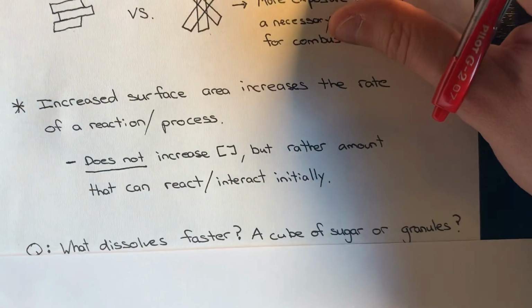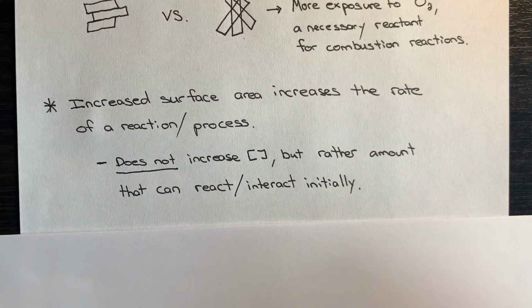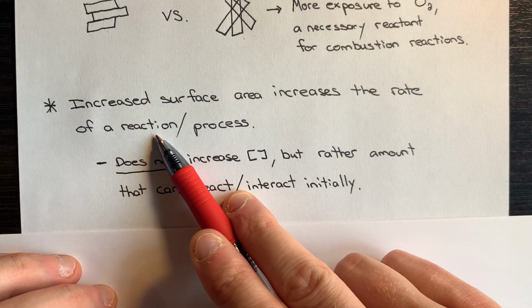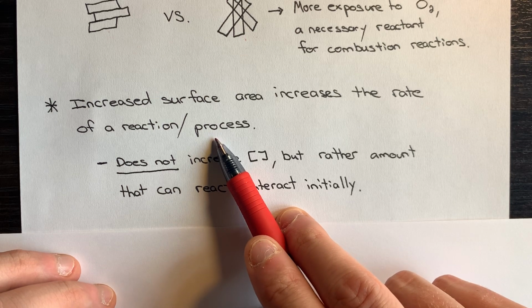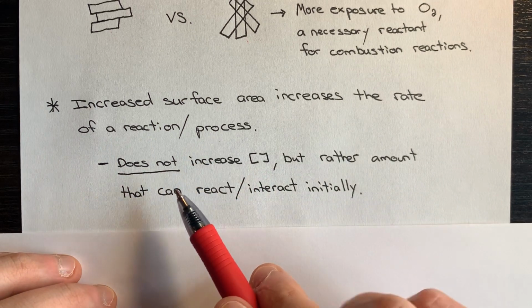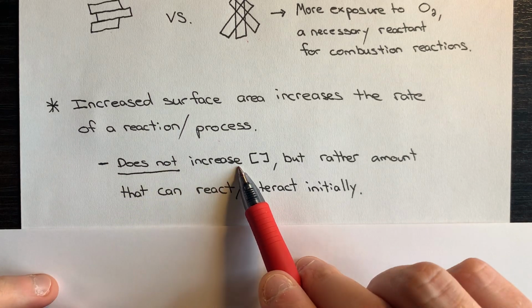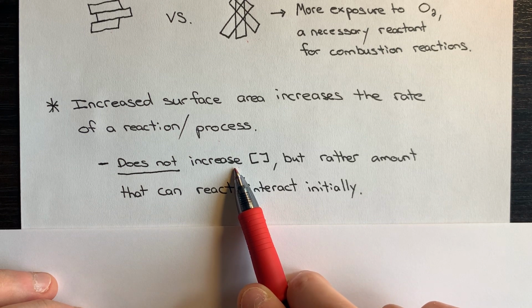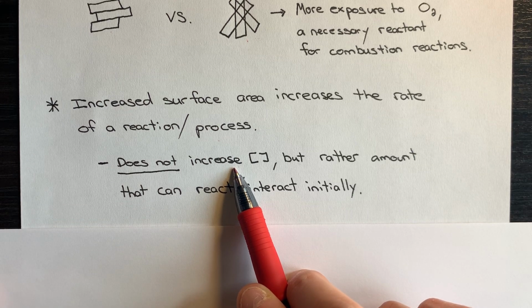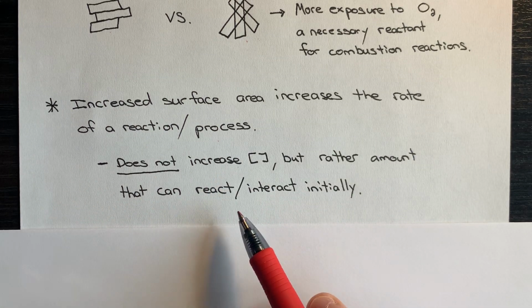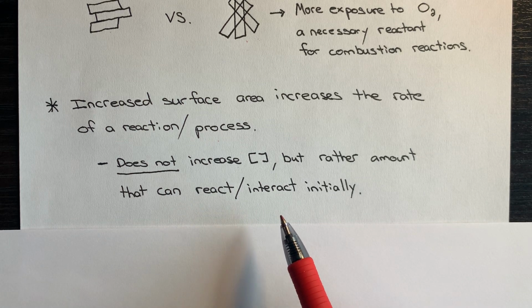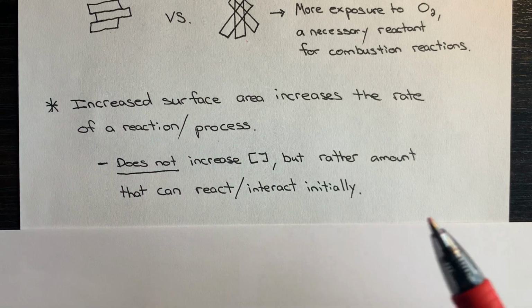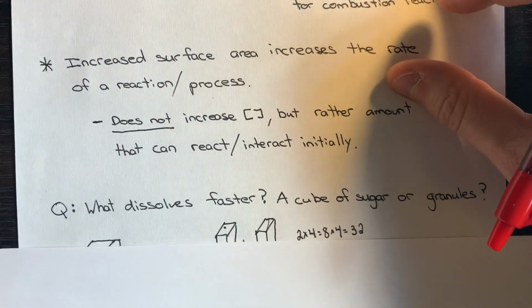When it comes to surface area, we're going to say that an increased surface area increases the rate of a reaction or perhaps a process. So maybe we're not burning something in the presence of oxygen. Maybe we are, say, dissolving something in water. And the reason it does this is not because it's increasing concentration, right? If you have 1 mole of a compound, whether it's ground up or whether it's in kind of a solid clump, that's not changing the pure amount. What it does change by altering the surface area is the amount that can immediately react or initially interact. So as an example, we're going to walk through some math here.